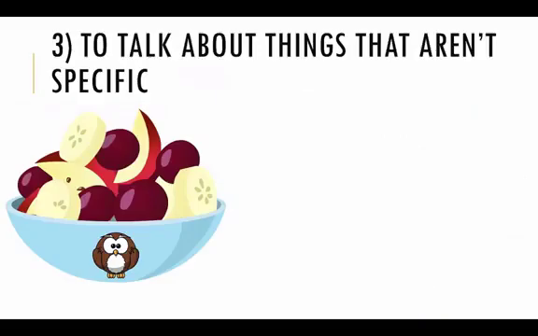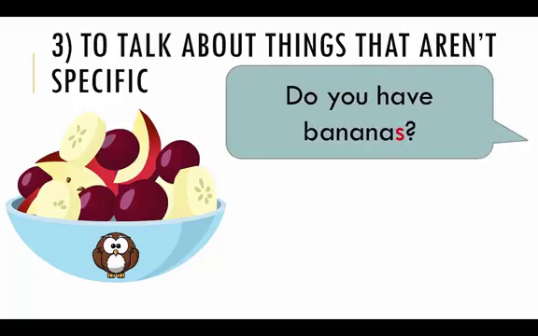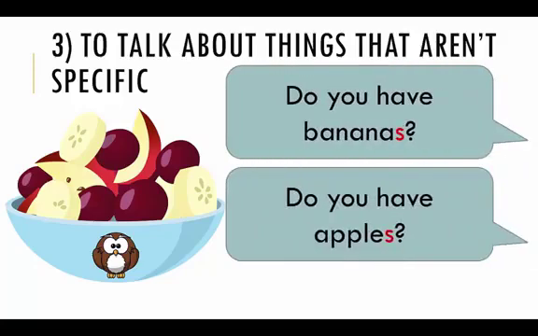Going on to rule number 3. We know that we can use a and an with non-specific singular count nouns. But is it possible to talk about non-specific plural nouns? Yes. I may be making a fruit salad with my friend and I ask her, "Hey, do you have bananas? Do you have apples?" As you can see, there are no articles before bananas or apples. I'm not asking for specific bananas or apples.